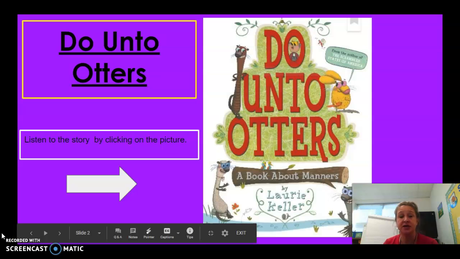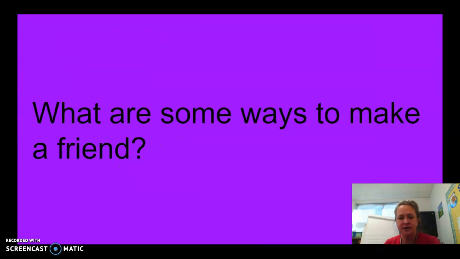First, we're going to read the story Do Unto Otters. Listen to the story by clicking on the picture. So what are some ways to make a friend? Think about that for just a second. You can use some ideas from the story or some ideas that you already know. Think of some ideas that are ways to make a friend.